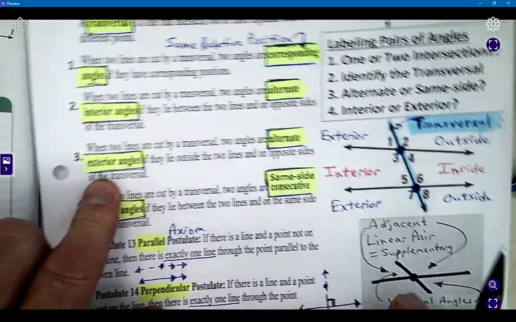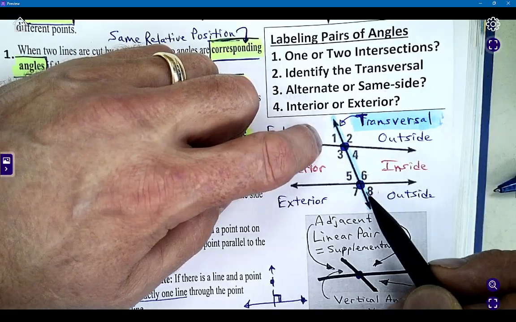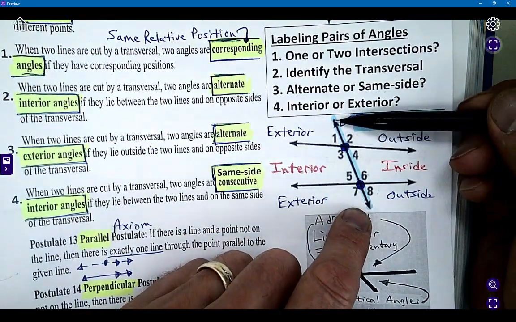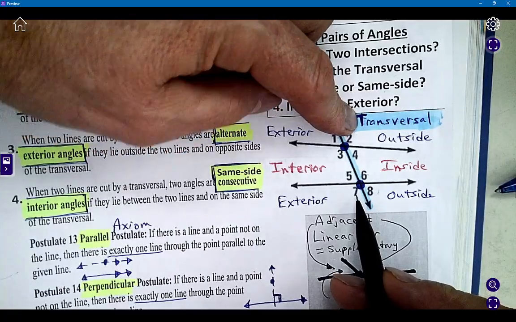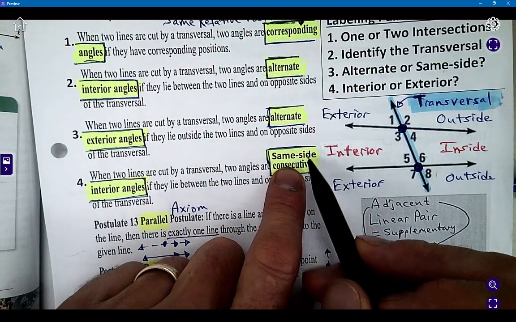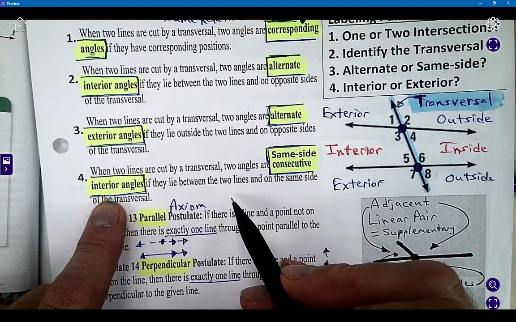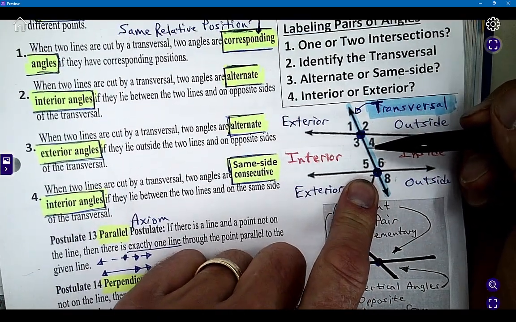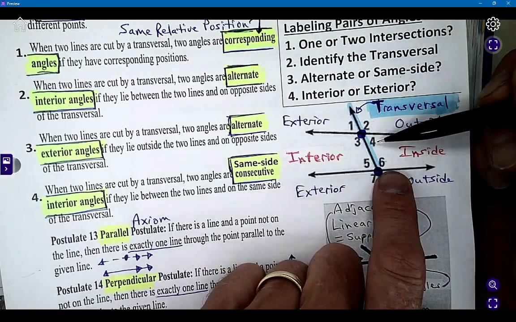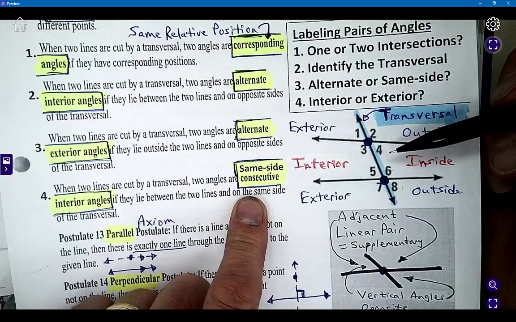Alternate exterior would be angles 1 and 8. So notice they're on different sides of the transversal, 1 and 8, and also both of them are exterior. And then angles 2 and 7 would also be alternate exterior. And then same side interior angles, or another way of saying the same thing, consecutive interior angles, would be angles 3 and 5. Those are both on the left side of the transversal. And angles 4 and 6 as a pair, they are same side interior.